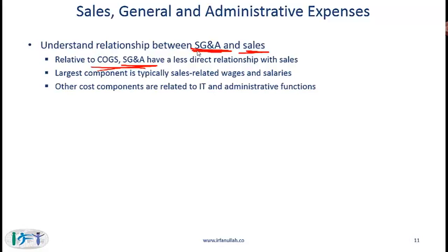Very often for sales and general and administrative expenses, the largest component is sales related wages and salaries. You need to pay your salespeople, you need to give them commissions. That often is the largest part of this particular cost component, and this will actually vary a fair amount with sales. The other components, your IT costs, your HR costs, your various other support and admin costs, those might not be as correlated with sales.